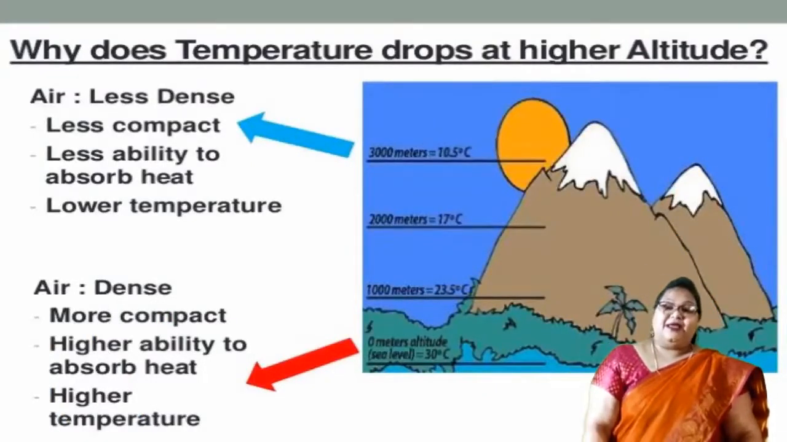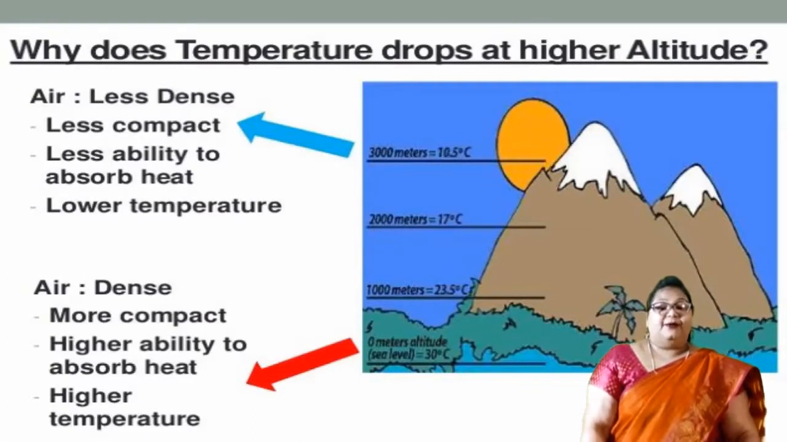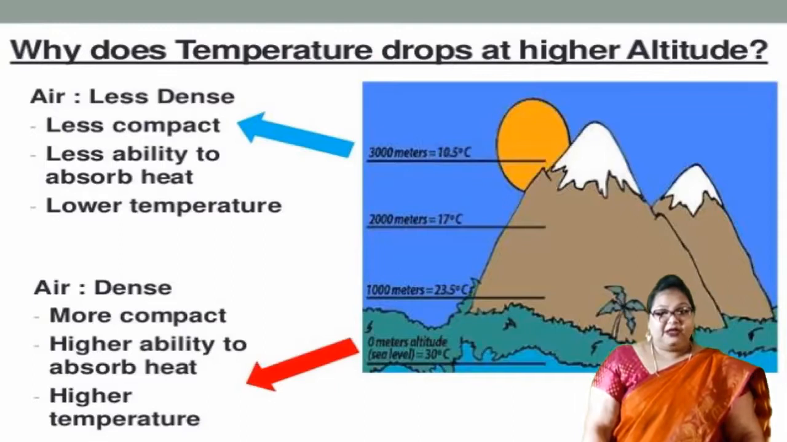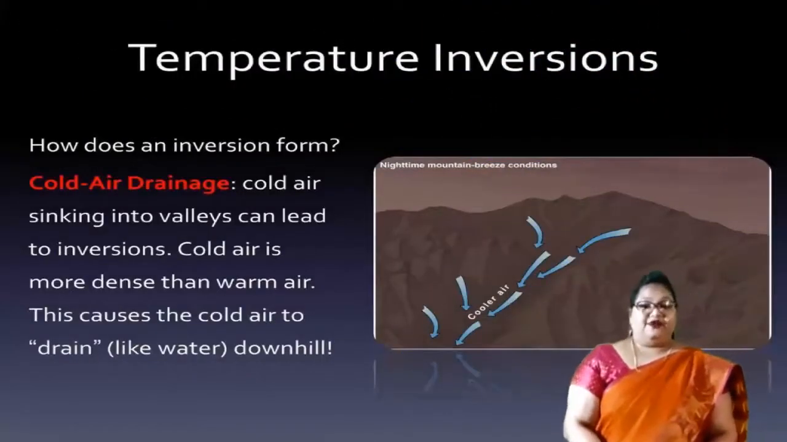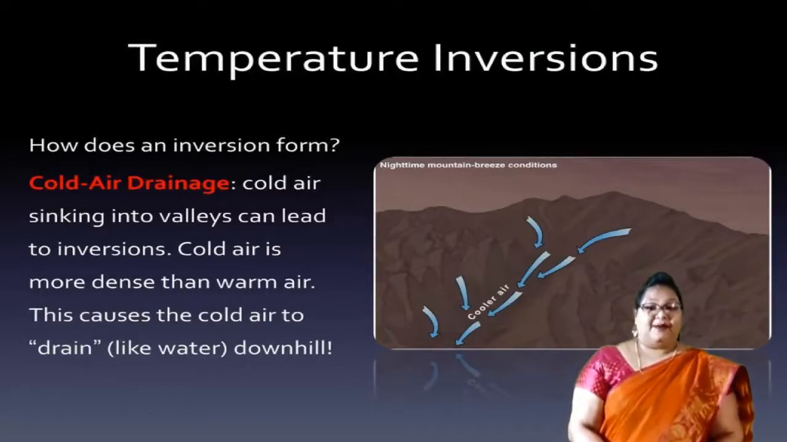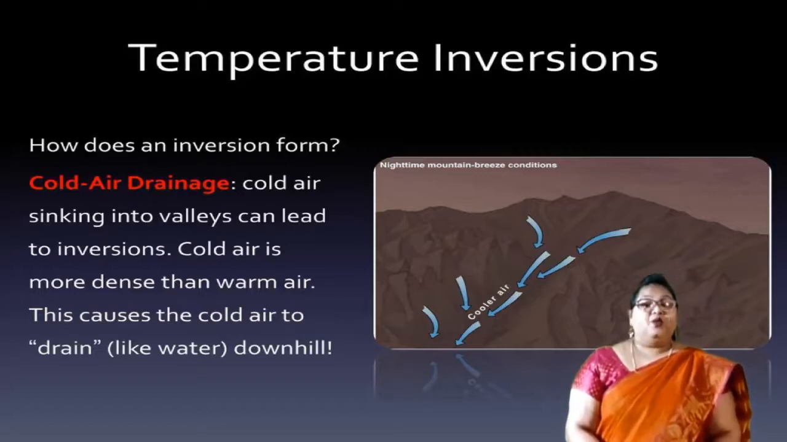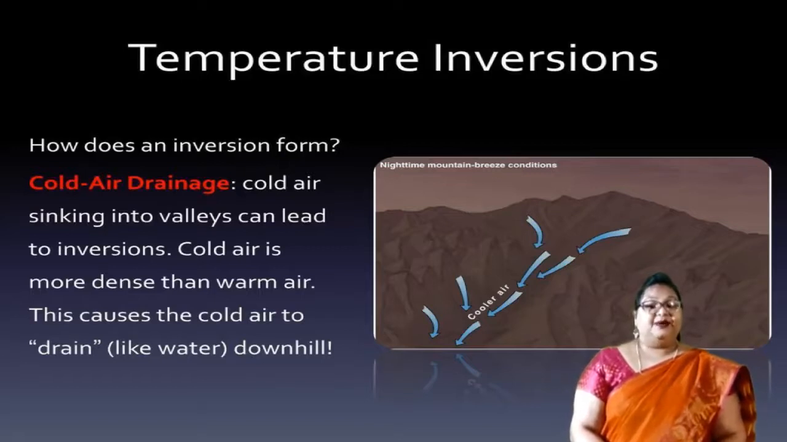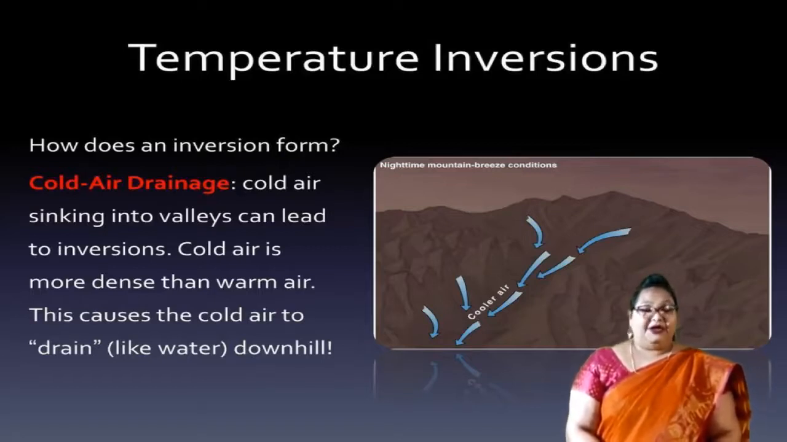This is the reason why hill stations are very much cooler even in the summer season, because as you go higher and higher in altitude, the temperature decreases. Inversion of temperature. Temperature decreases at the rate of about 1 degree Celsius per 166 meters, or 6 degrees Celsius per 1000 meters of altitude.